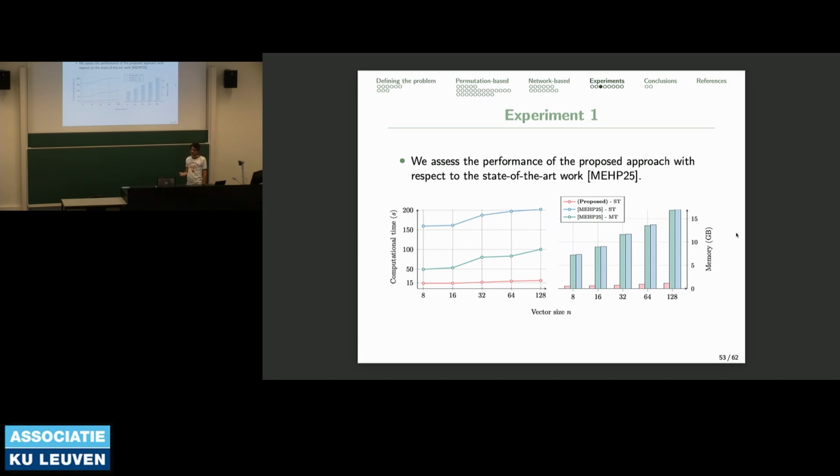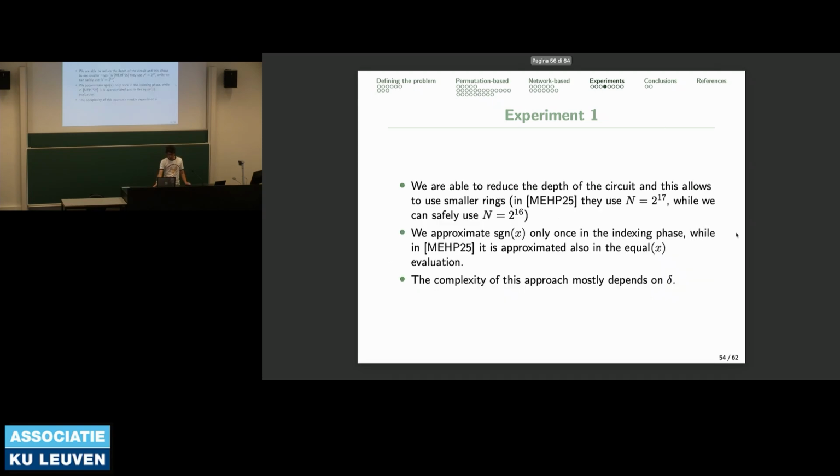And this comes from the fact that we are using really low depth circuits, which means that we can also use smaller rings without sacrificing security. While in MIHP, they are using larger rings. So, of course, as a side effect, you have larger memory requirements, computational time, and so on.